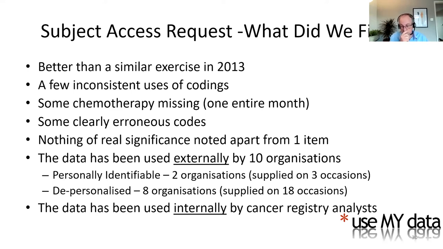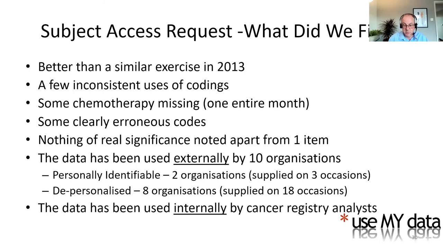The other thing which we found when we did the subject access request, and this is around a hospital setting, was that 2 organizations have been supplied with personally identifiable data for this person on 3 occasions to do research with. And for the depersonalized data, 8 organizations have been given access to data on 18 occasions from this record, but without the personal details in it. So they couldn't tell who the person was.